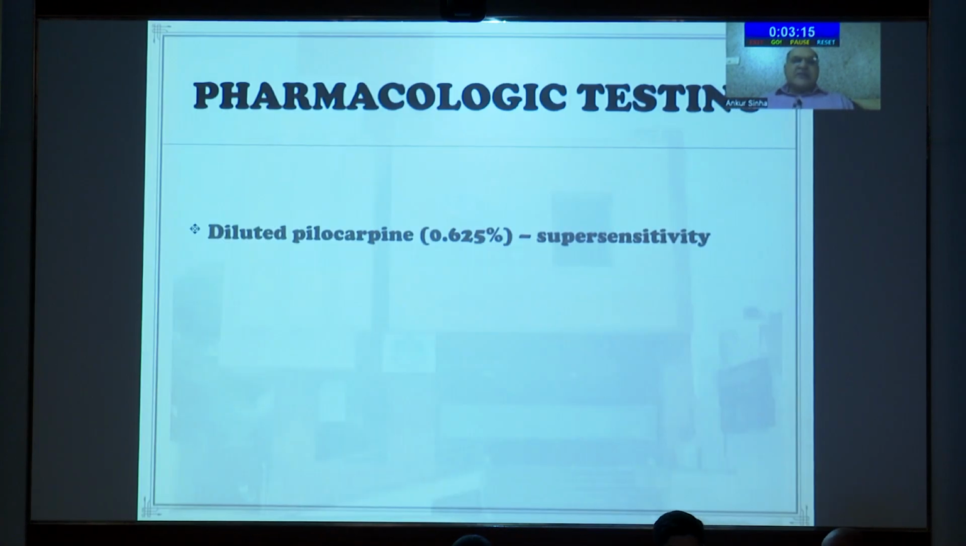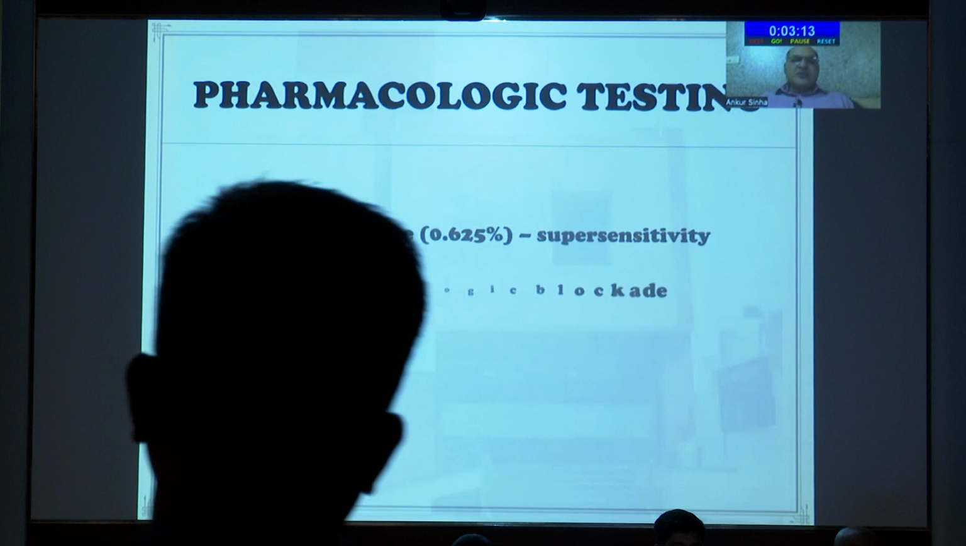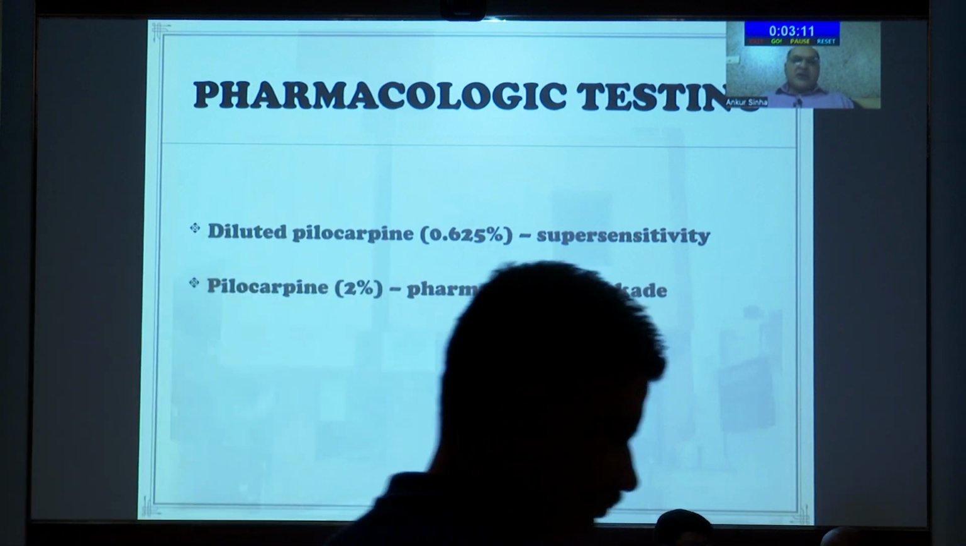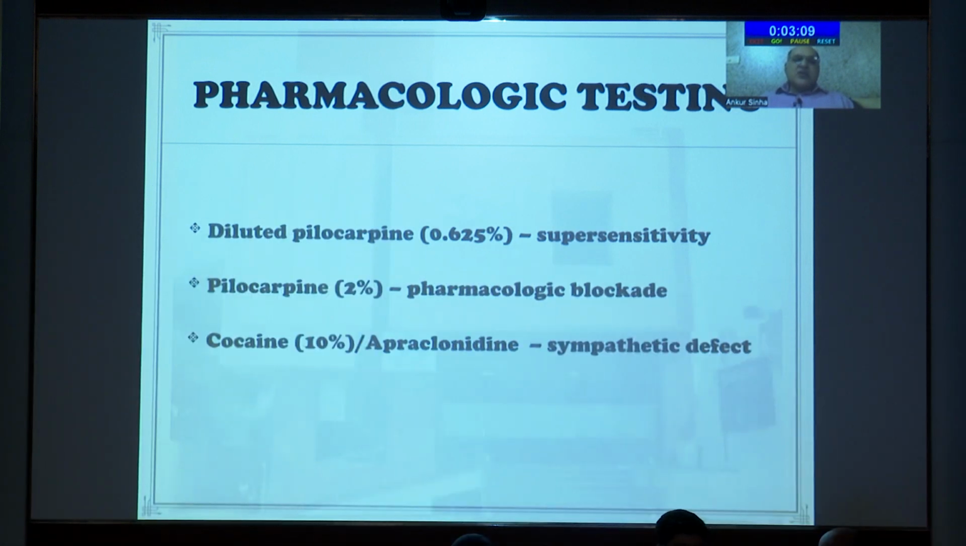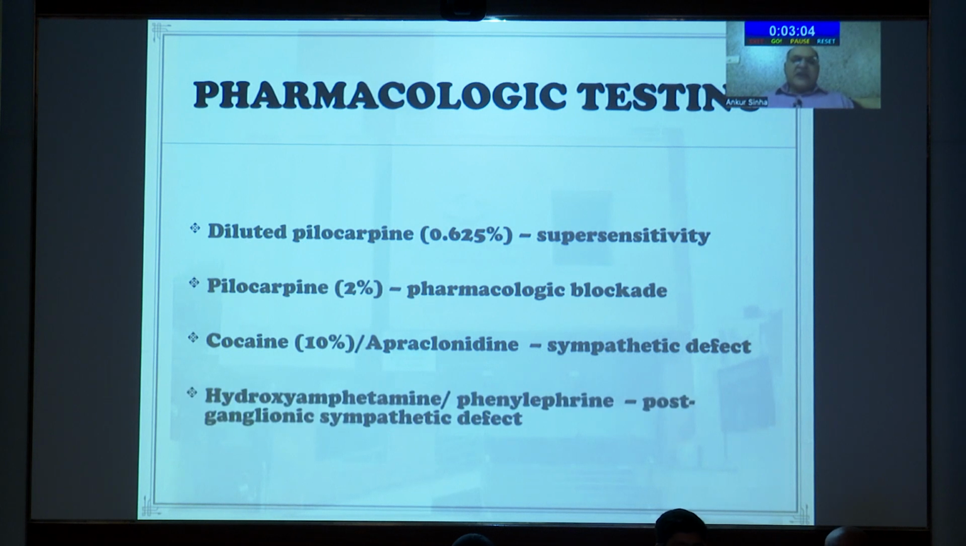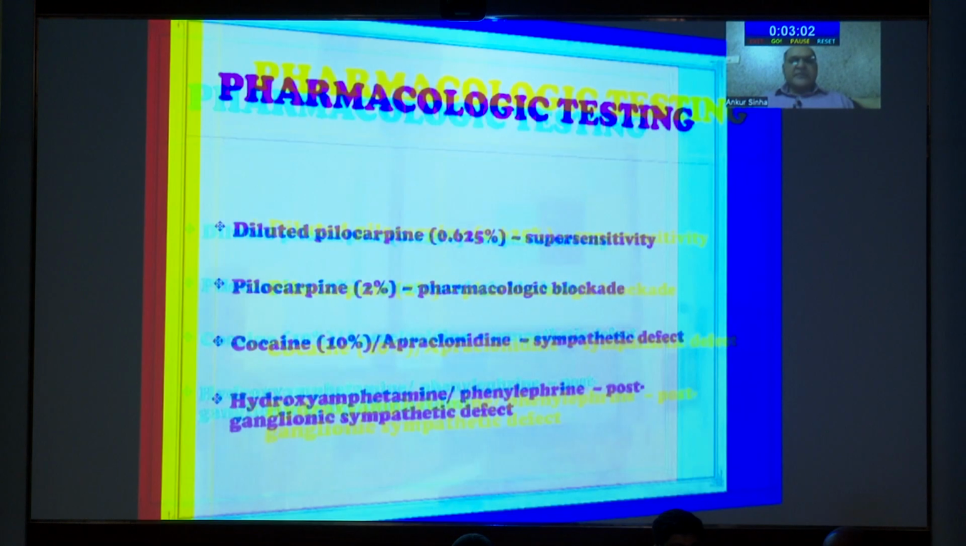Pharmacological tests can be done with diluted pilocarpine to check for supersensitivity, normal-strength pilocarpine for pharmacological blockade, cocaine or apraclonidine for sympathetic defect, and hydroxyamphetamine or phenylephrine for postganglionic sympathetic defects.